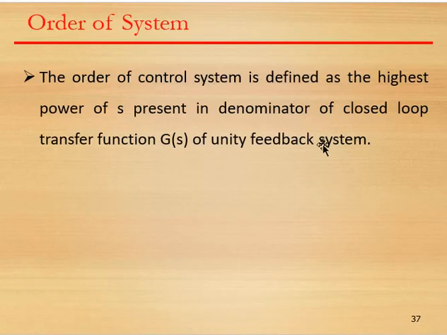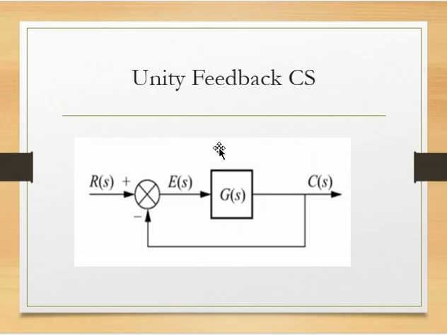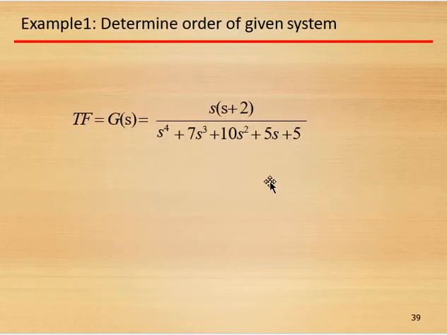What is meant by order again? The order of a control system is defined as the power of s present in the denominator of the closed loop transfer function G(s) of a unity feedback system, or a feedback system like this. So let us see the equation, and from this equation we can determine the order of a given system.